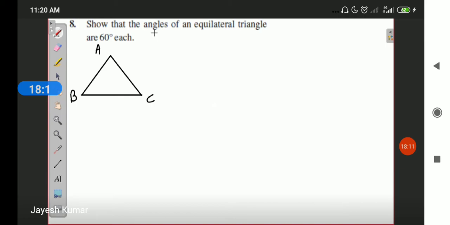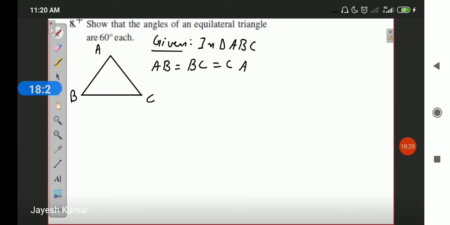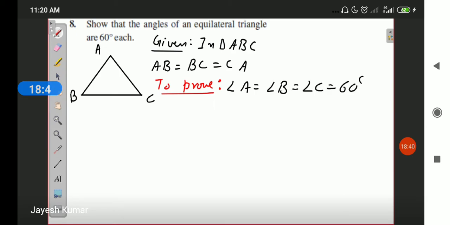Okay, so what is given to us? In triangle ABC, side AB is equal to side BC is equal to side CA. All three sides are equal. We need to prove that angle A is equal to angle B is equal to angle C is equal to 60 degrees. We need to prove this. We already know this thing happens, but now we have to prove it.